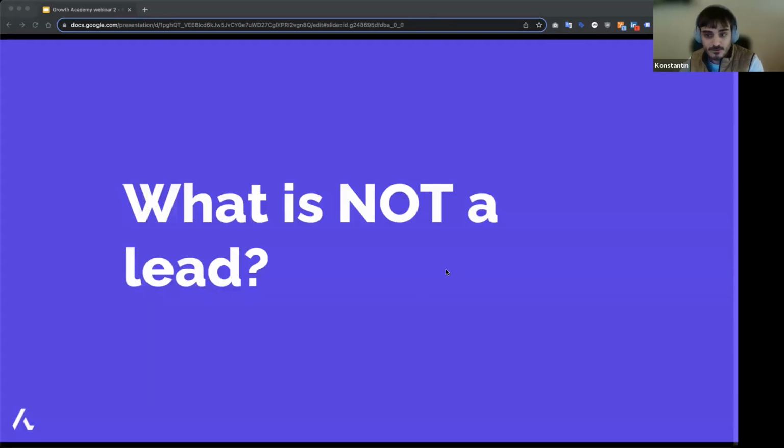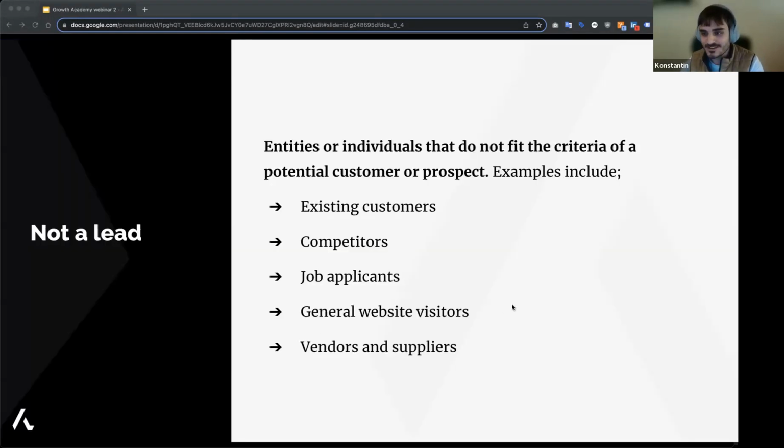And then now that we know what is a lead, what is not a lead? These are kind of basic things, of course, but it's good to know and define them. So your existing customers are not a lead, your competitors, job applicants, general website visitors, and vendors and suppliers. So general website visitors, they're not a lead, they have just visited your page. But yes, now that we defined what a lead is, let's see how we can make leads effective in marketing.